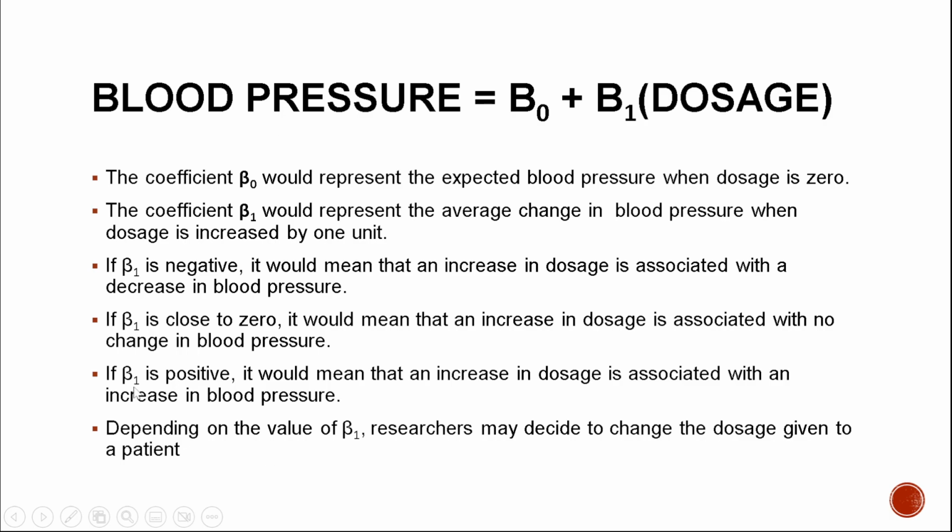But if beta 1 is positive, it would mean that increasing the dosage is associated with an increase in blood pressure as well. So that's linear. So when you increase dosage, blood pressure would also increase. Depending on the value of beta 1, researchers may decide to change the dosage given to a patient.